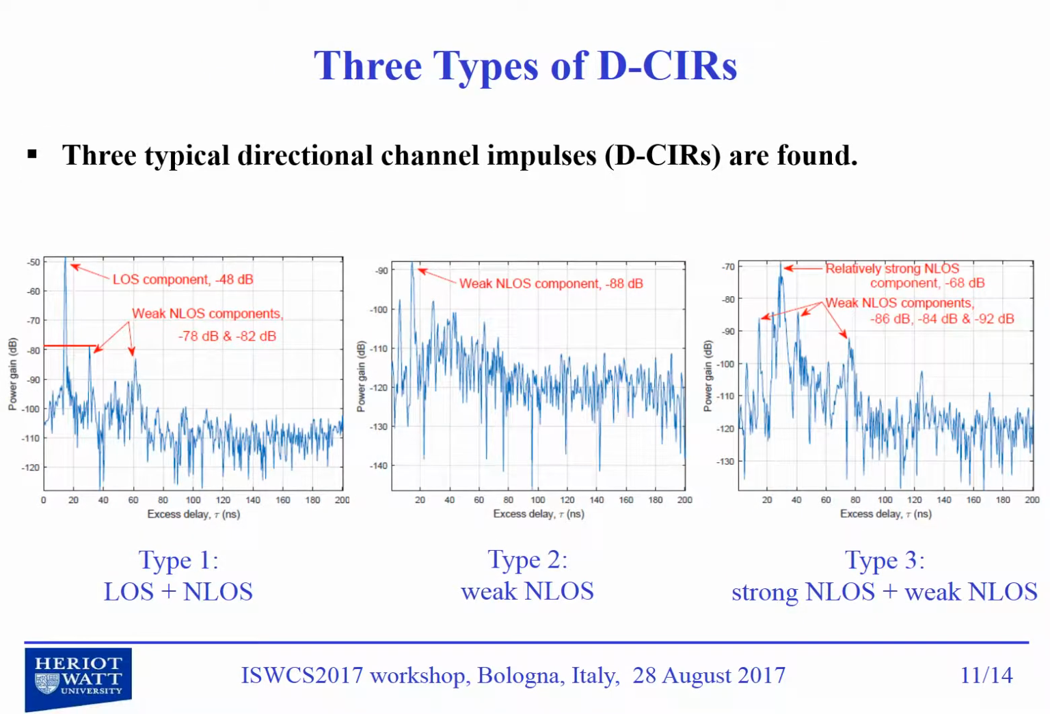If we check the directional PDPs of Type 1, they normally contain one strong line-of-sight component and two weak non-line-of-sight components. They account for high K factor and small root mean square delay spread. Those in Type 2 normally contain one fairly weak non-line-of-sight component. They don't have significant power above the noise floor. This could explain the very low K factor and the dramatically changed root mean square delay spread. Those in Type 3 normally contain one relatively strong non-line-of-sight component and a few weak non-line-of-sight components. They account for those parameters being in the middle.